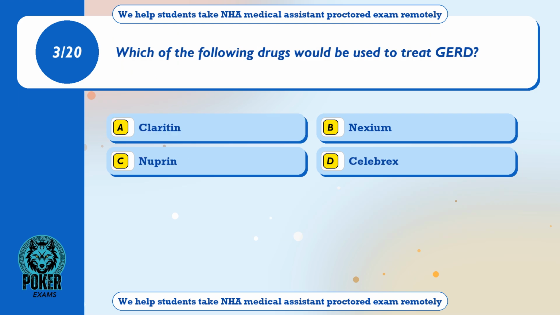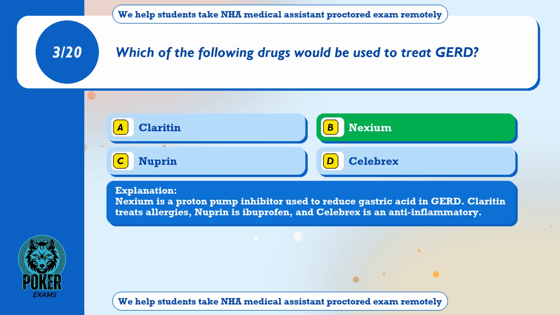Question 3. Which of the following drugs would be used to treat GERD? Option A, Claritin. Option B, Nexium. Option C, Nuprin. Option D, Celebrex. The correct answer is option B, Nexium. Nexium is a proton pump inhibitor used to reduce gastric acid in GERD. Claritin treats allergies, Nuprin is ibuprofen, and Celebrex is an anti-inflammatory.